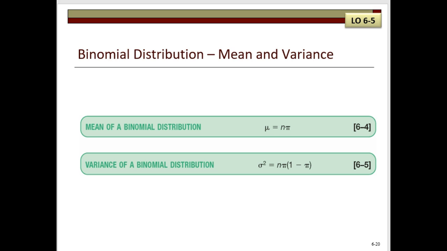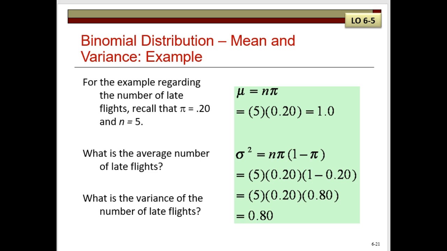This slide shows the computational formulas for determining the mean and the variance of a binomial distribution. To solve these, we need to know the sample size n and the probability of success, pi. We apply these formulas to the Bradford Regional Airport example. Returning to the example, we apply the formulas for computing the average number of flights that are late flying into the airport in Pennsylvania each day, if each day there are 5 flights and the probability of any given flight being delayed is 0.20.